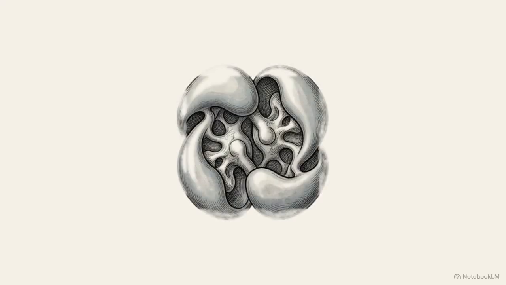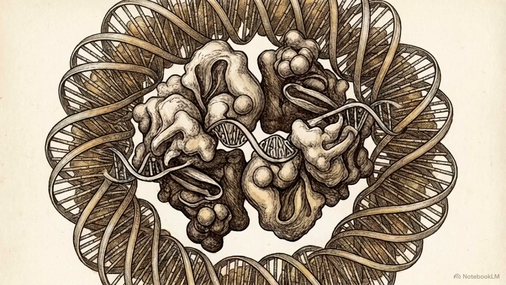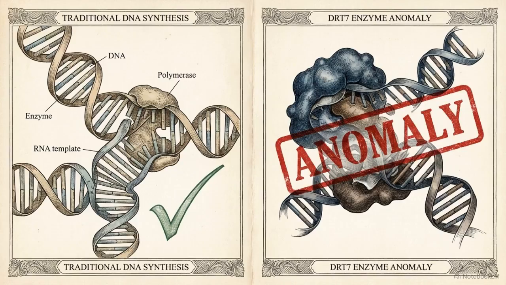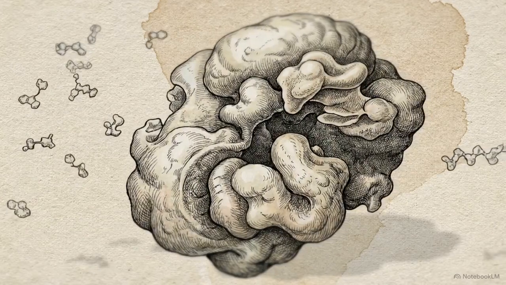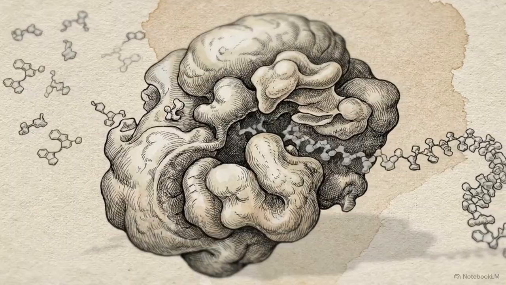To execute this defense, DRT7 relies on two distinct structural regions working in tandem: a reverse transcriptase domain and a primase polymerase, or PP domain. During a phage infection, the DRT7 enzyme synthesizes massive volumes of defensive DNA. It does this entirely without the presence of an RNA template strand. A reverse transcriptase operating without a template violates the established mechanics of enzymology. To sequence these nucleotides without a genetic guide, the enzyme requires a completely unknown method of molecular synthesis.